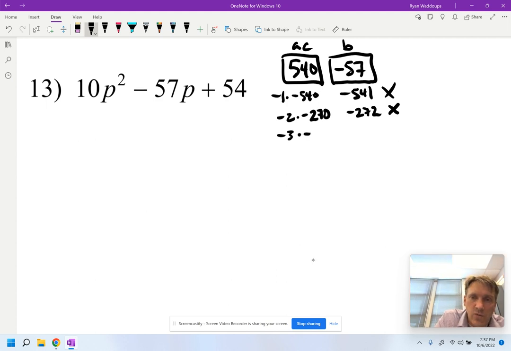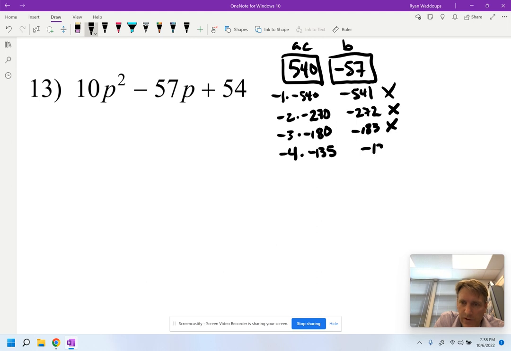So it's negative 180, and that'd be negative 183. Again, no. Negative 4. 540 divided by 4 is negative 135. Still no. I'm sorry, that'd be negative 139 when you add them, and yes, the answer is no.